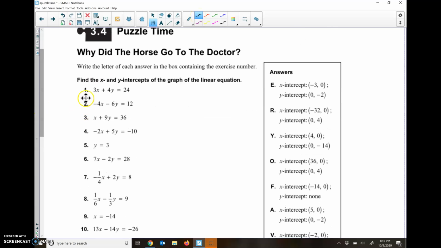All right, we're going to look at a couple different ones of these here to find our x and y intercepts. So we're going to look at 2, 4, and 8. So we look at number 2 here.